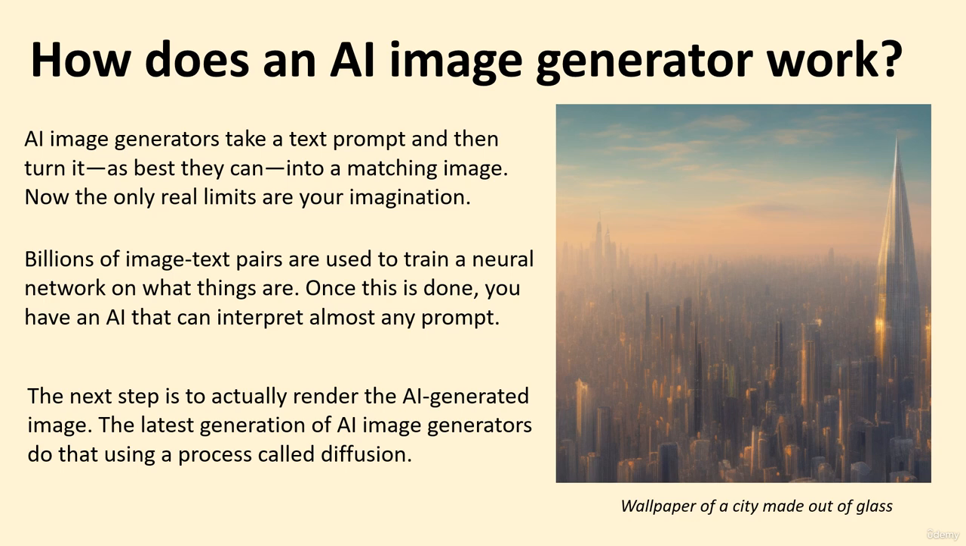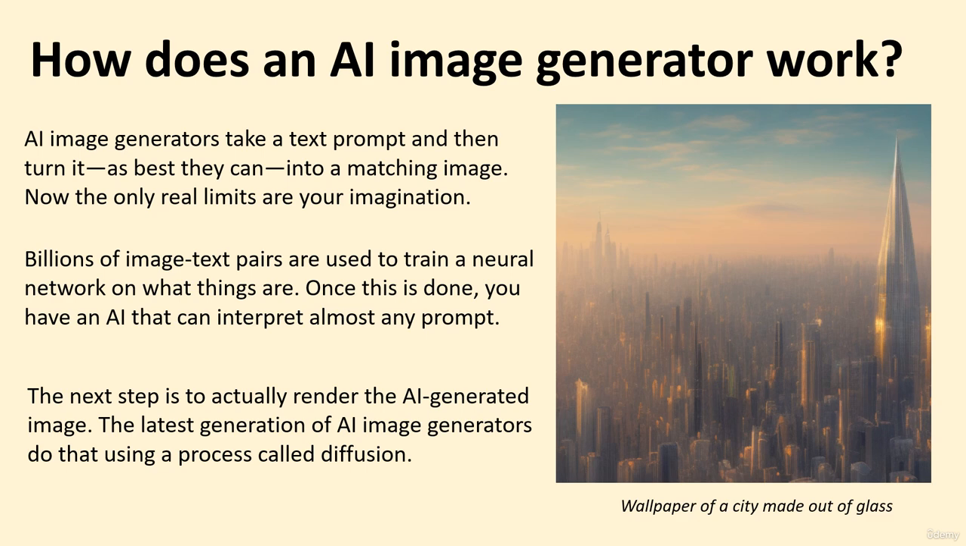Now, how does an AI image generator work? AI image generators take a text prompt and then turn it as best as they can into a matching image. This opens up some wild possibilities since your prompt can be anything from an impressionist oil painting of a Canadian man riding a horse through a forest of maple trees to a photograph of a donkey on the moon. The only real limits are your imagination.